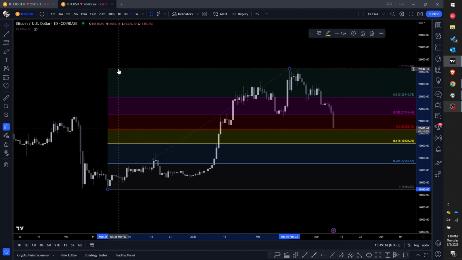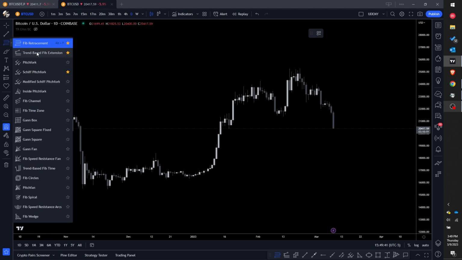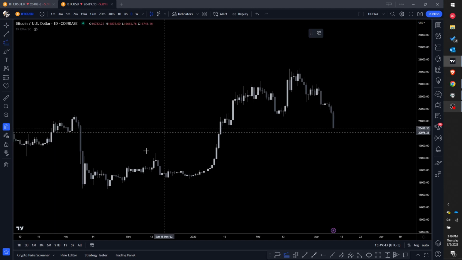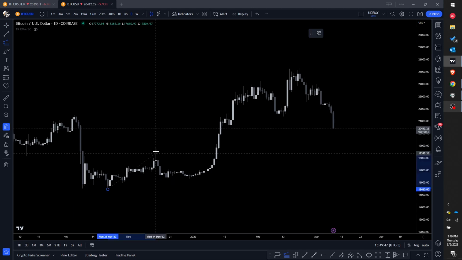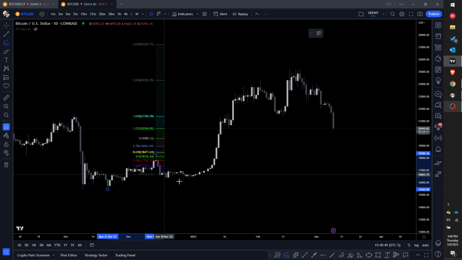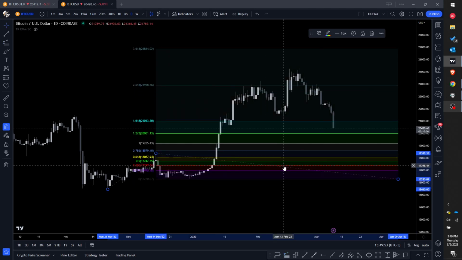Okay, now let's talk about the other tool, the second one. The Fib extension tool, or it's called the trend-based Fib extension. This one has 3 points. So I'm just going to draw one really quick here, and then I'll talk about it. The way you should think about this tool is it's taking the range of point A and B and then extending it from point C.